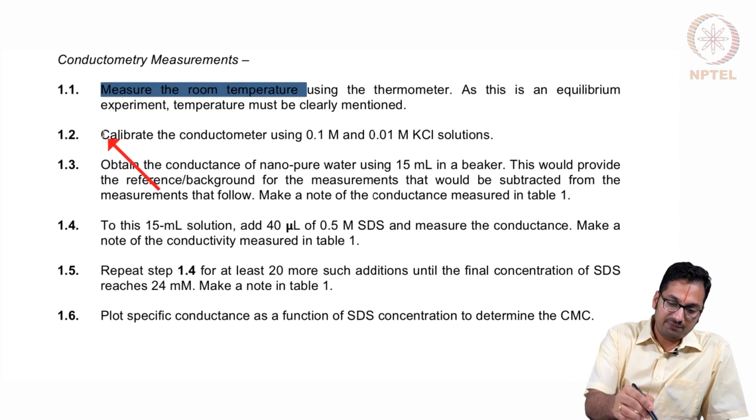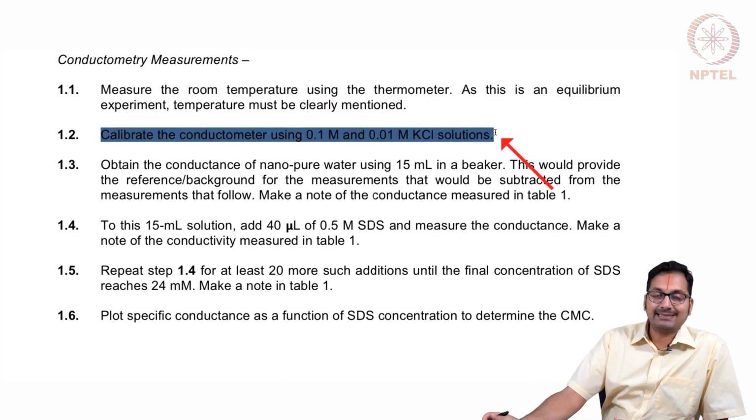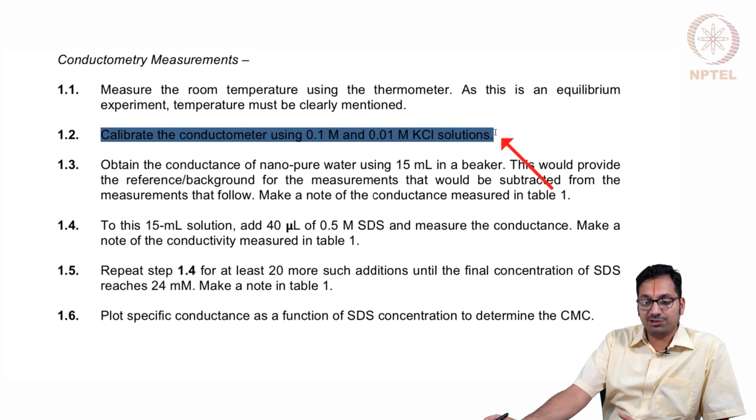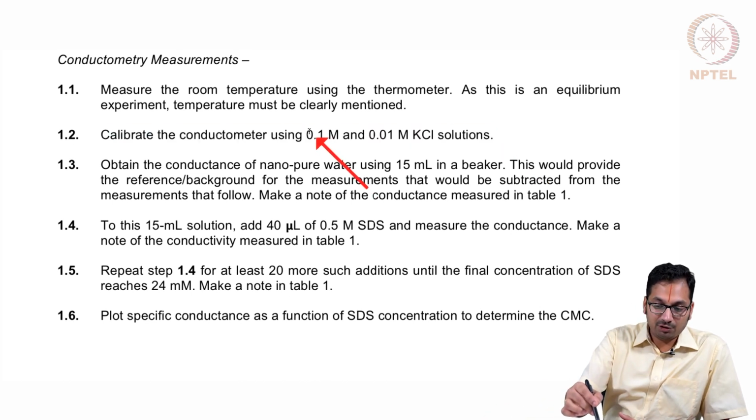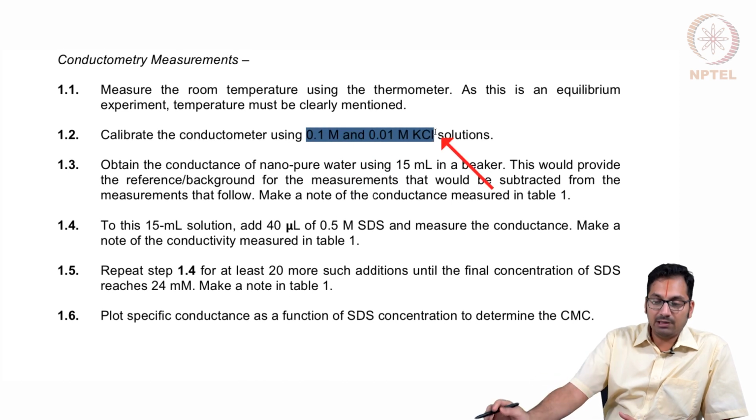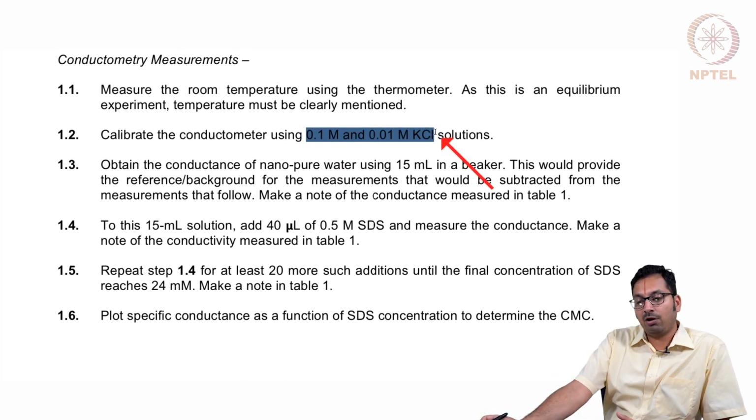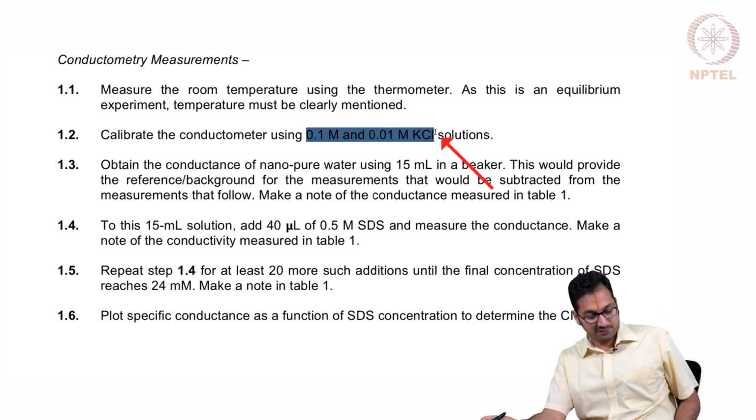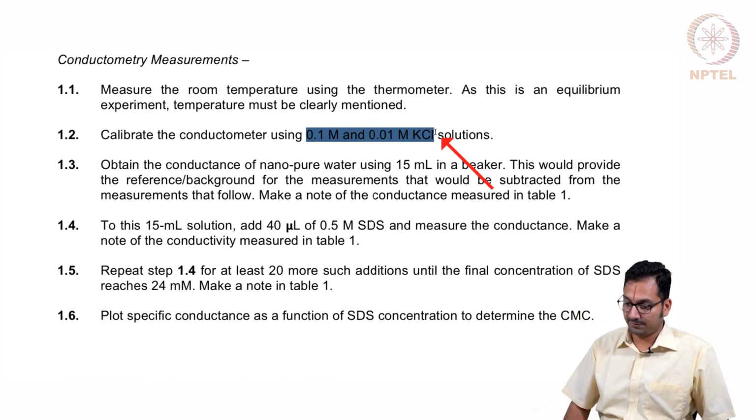So the first step that we are going to do in this case is calibrating the conductometer using some standard solutions. If you remember, when we were talking about the materials required, we said we will be using a small amount of standardized solutions of KCl in order to calibrate the instrument. So let's take a look at how this works.